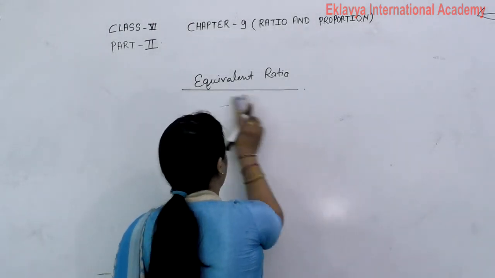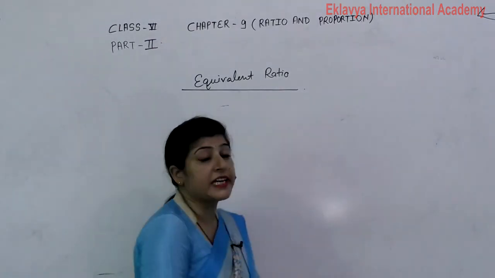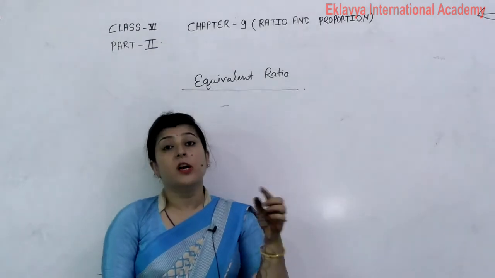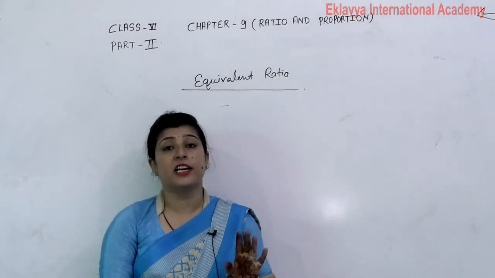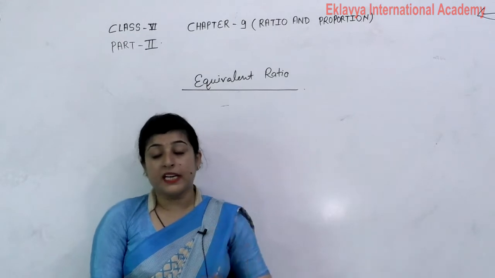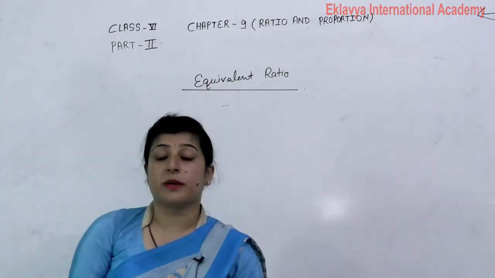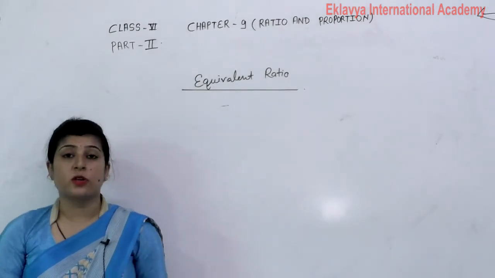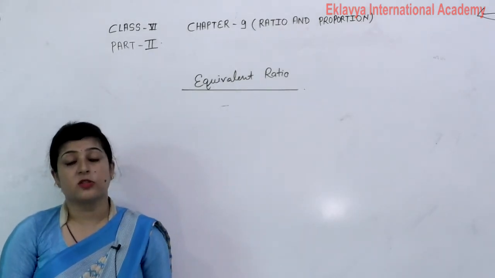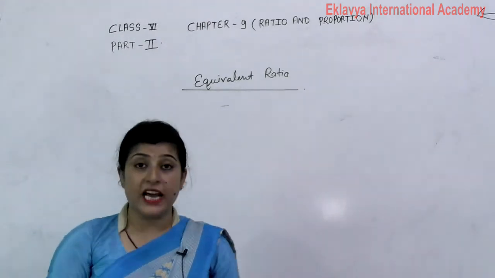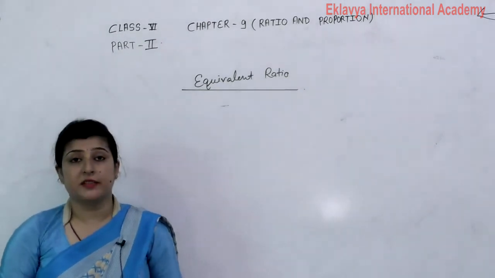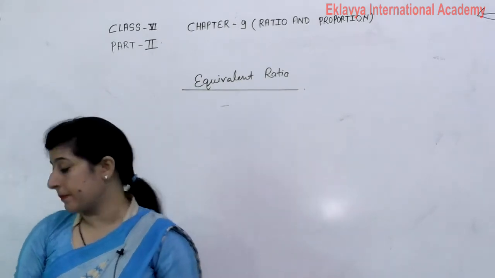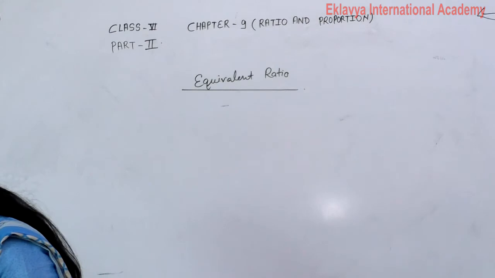To find an equivalent ratio, we can multiply or divide both numerator and denominator by any number, but we can't add or subtract the same number, because then the meaning of the ratio will totally change. So we can only multiply or divide both numerator and denominator by the same number. Okay, now see, take some examples.